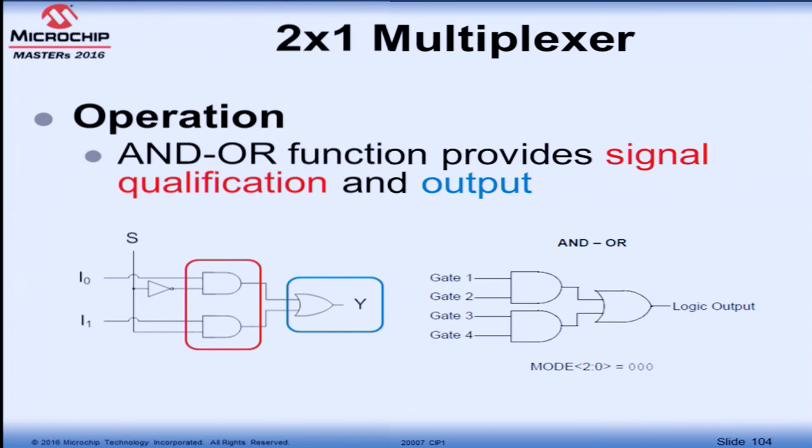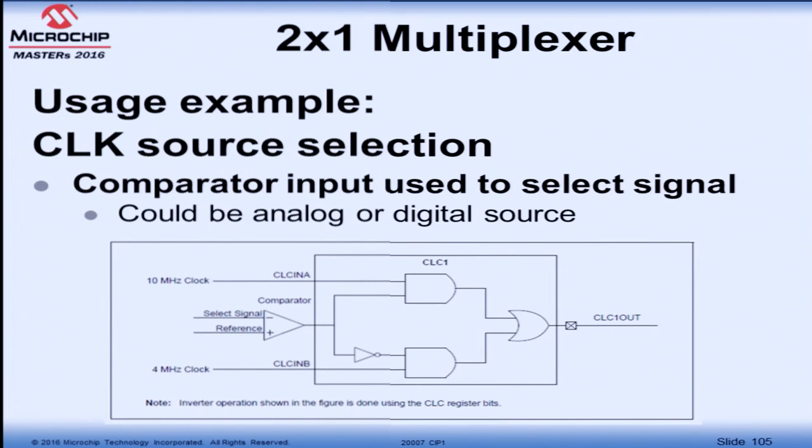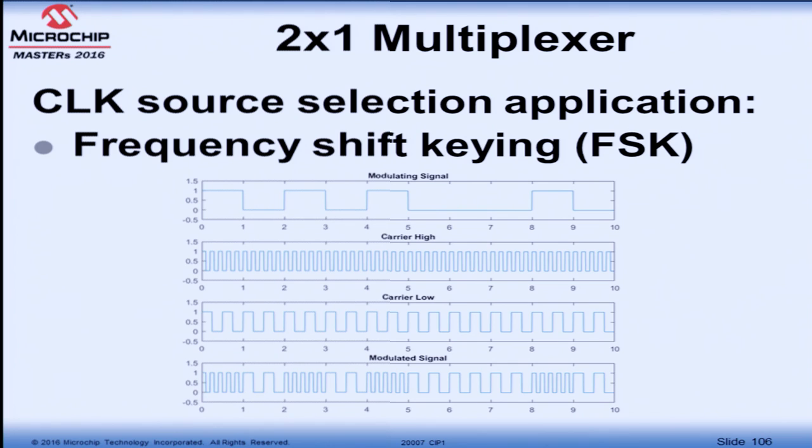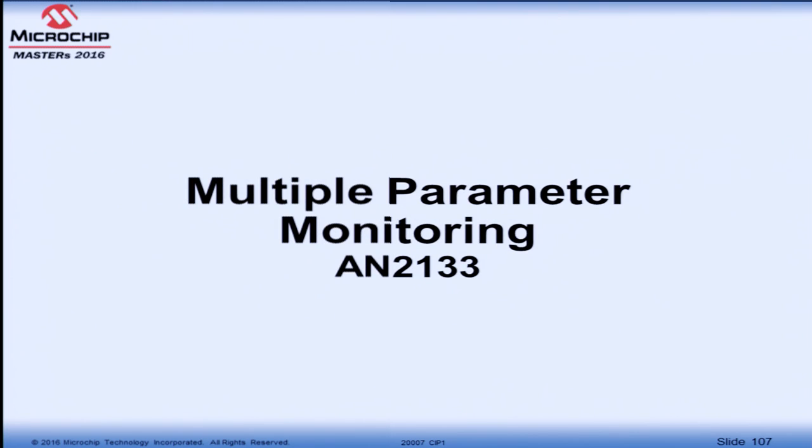Here we have our block diagram, and we can see how close it is to one of the functions or modes that the CLC operates in. It's almost identical. A usage example of the multiplexer could be a clock source selection, and the comparators used to steer it, basically. And this can all be in hardware, where you actually have it coming out an output pin on the device. FSK is something that you could implement using a scheme like that. It's used for caller ID back in the day. Any questions on the multiplexer?